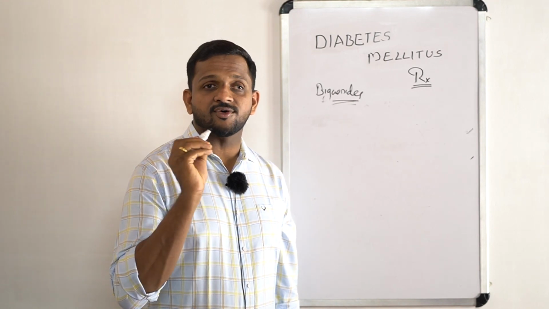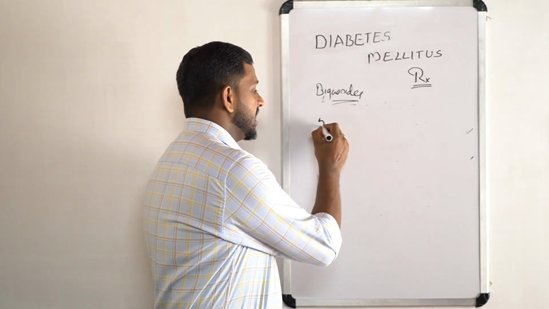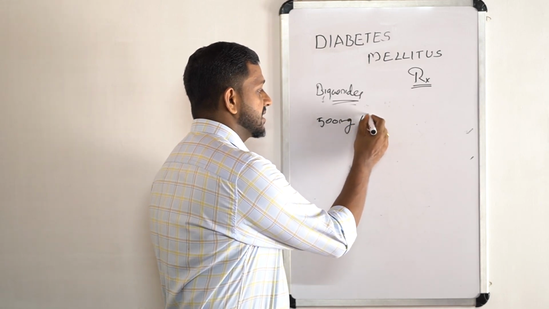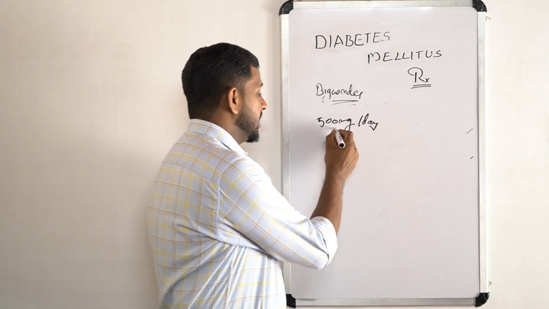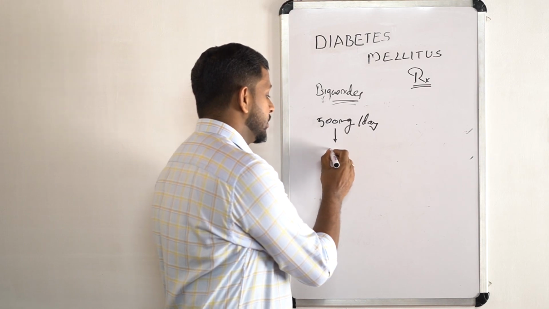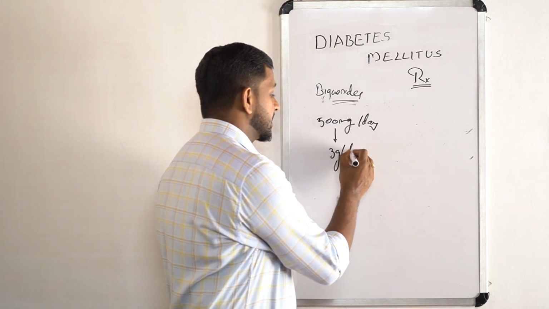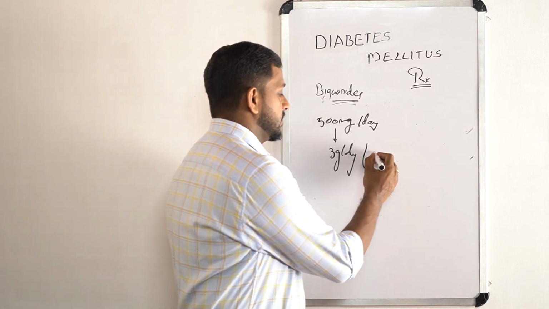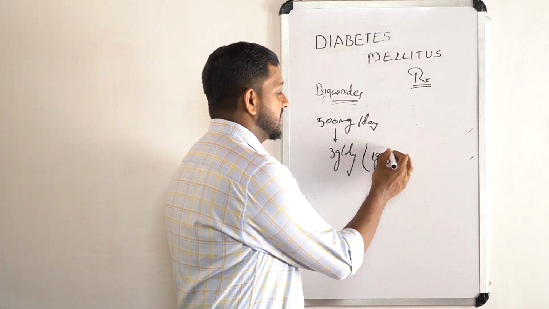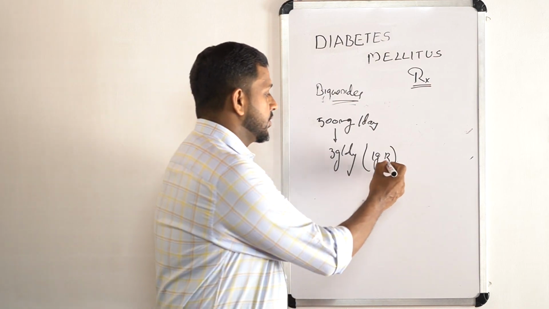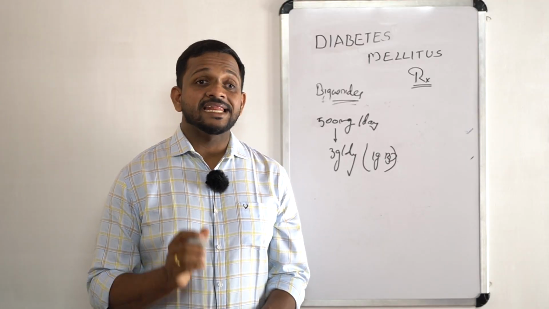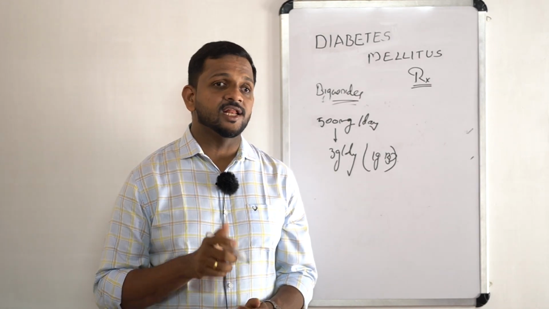Now about the dose of metformin. Usually we start with 500 mg per day, that is 500 mg OD, and we can increase it up to 3 gram per day. But practically we give up to around 1 gram BD, that is 1 gram morning and 1 gram evening, that is 2 gram per day. Now the next important category is sulfonylureas.